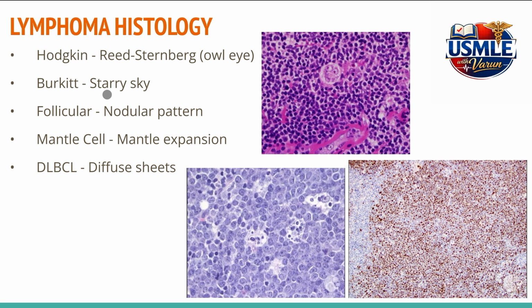Now, coming to histology of lymph nodes in cases of lymphomas, Hodgkin's lymphoma is associated with Reed-Sternberg cells, owl eye-shaped cells. Burkitt lymphoma is associated with a starry sky appearance. Follicular lymphoma is associated with a nodular pattern. In mantle cell lymphoma, there's characteristic mantle expansion seen on a lymph nodal biopsy. And in DLBCL, diffuse large B cell lymphoma, there are diffuse sheets of lymphoid cells.